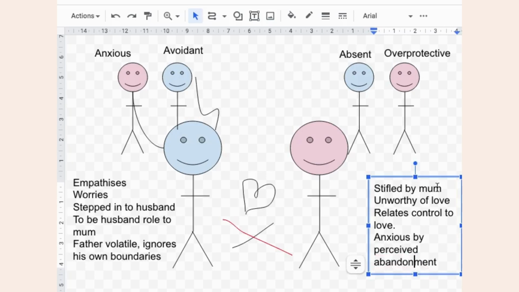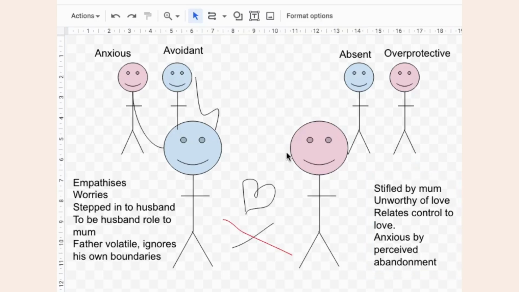Okay, so that makes sense. Hopefully this makes sense. So Georgia feels stifled by mum. She's kind of put herself out there a little bit more than what she needs to, possibly. She feels unworthy of love because dad didn't love her. And she also looks at control being a faction of love, okay, because of the relationship she's had with her mum. Because dad was absenteeist, she also gets very anxious by perceived abandonment. So George and Georgia now have somehow, unfortunately, fallen in love and into a relationship.